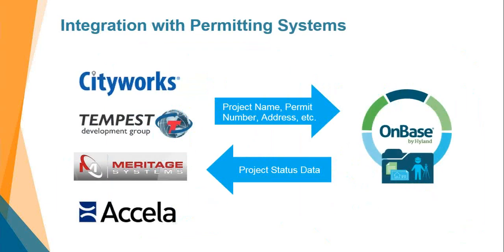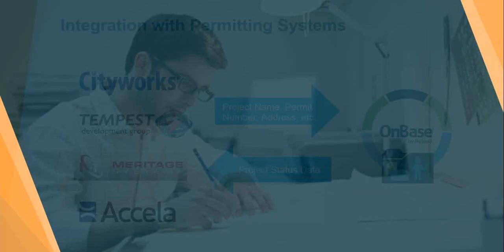OnBase can integrate with many permitting systems, not limited to CityWorks, Tempest, Meritage, and Acela. The permitting system will share with OnBase the project name, permit number, and any data related to that project. And then once the plan review is complete, OnBase will communicate back to the permitting system the project status data.